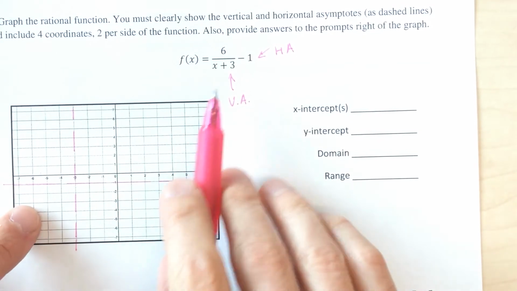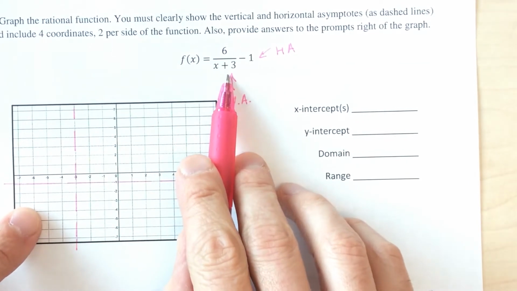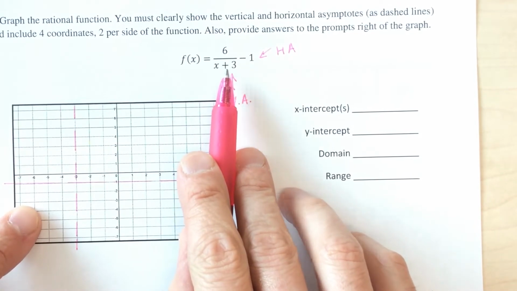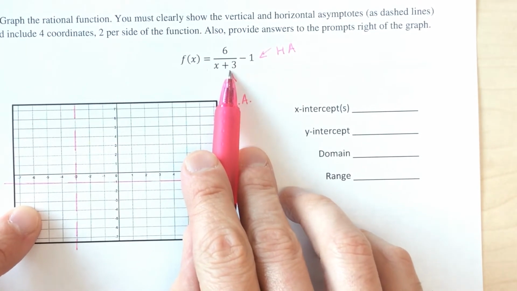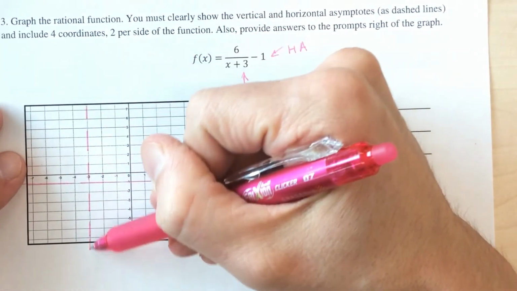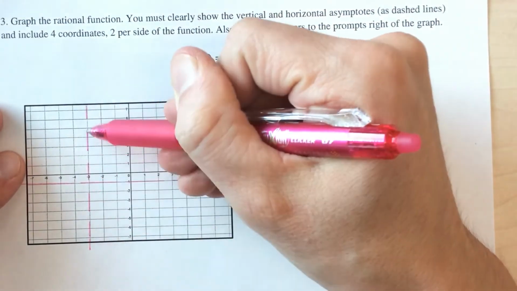Okay, remember the vertical asymptote is what's making the denominator 0, so I need to take the opposite of that number, which is going to be -3. And on my graph, you can already see I have a vertical asymptote drawn at -3.